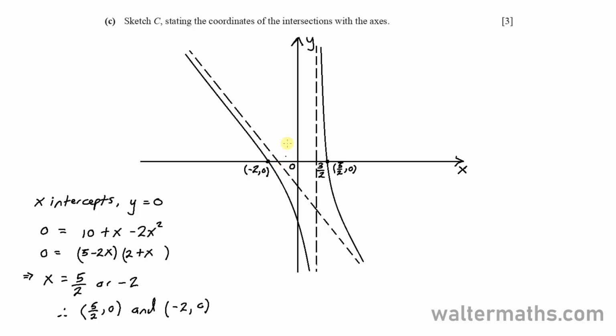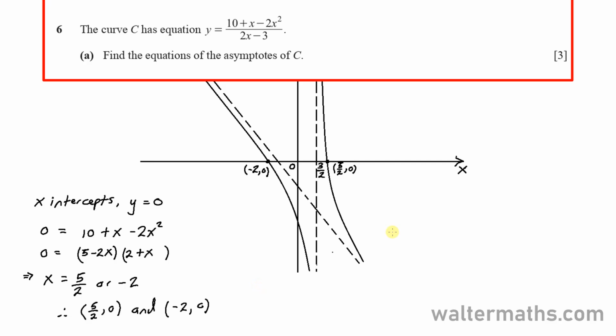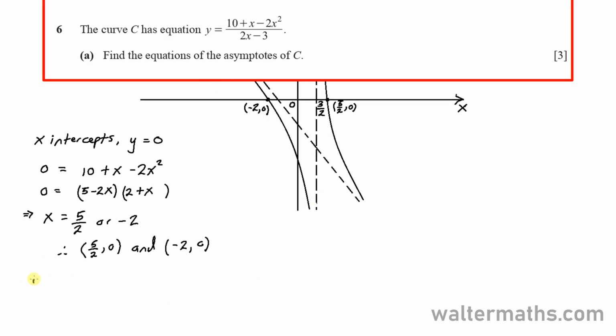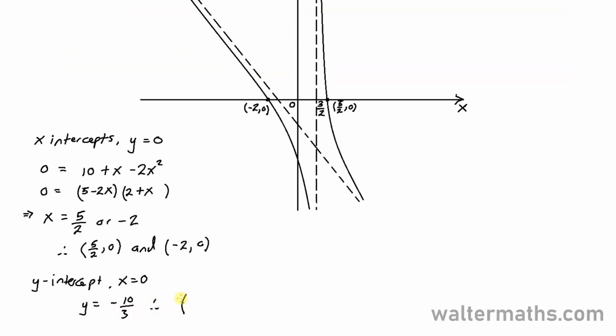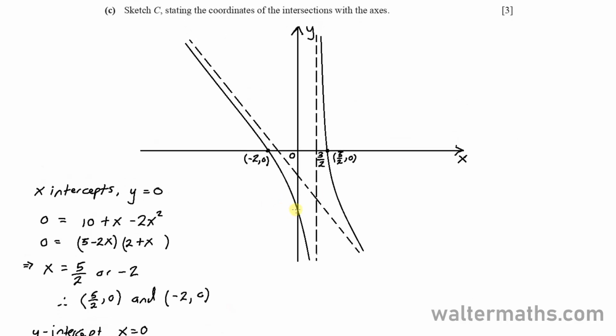And also we need the intercept with the y-axis, and that happens when x is equal to 0. So we are saying here for the y-intercept, x is equal to 0, and when x is equal to 0 here, all these terms become 0, and we're left with y coming out as minus 10 over 3. So therefore the coordinates at the y-intercept will be at 0 and minus 10 over 3. So we can have that for the y-intercept here, that's 0 and minus 10 over 3. So that's it for this graph. Let's go on to part D.